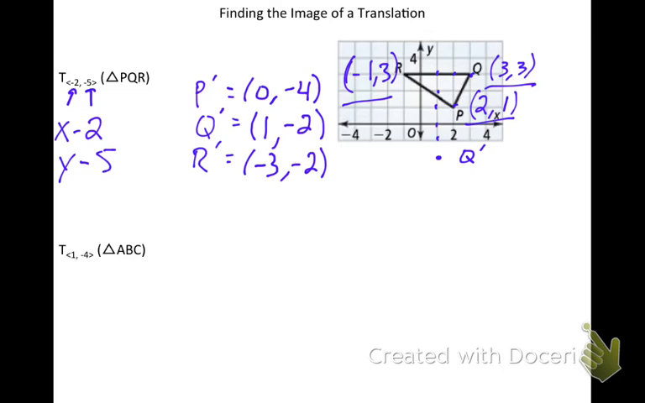Starting at my P, I would go left 1, 2, down 1, 2, 3, 4, 5. Right there, that would be my P prime. And then my R prime would be starting here, go left 2, down 1, 2, 3, 4, 5. They're still going to be the same shape. I've moved it 2 units to the left and 5 units down.